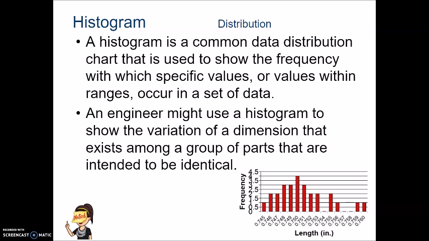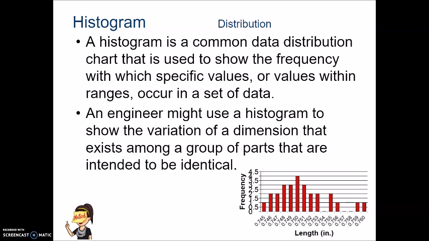All right, so looking at histograms. A histogram is a common data distribution chart, so it's a graph that is used to show the frequency with which specific values or values within ranges occur in a data set. Okay, we might use histograms to show the variation of a dimension that exists among a group of parts that are intended to be identical.